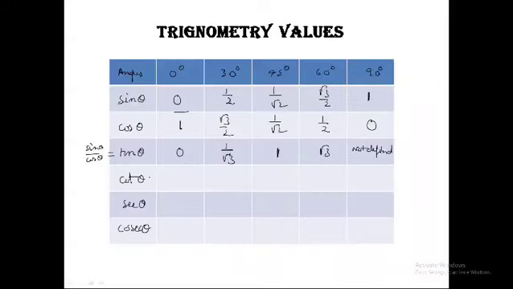And cot will be the reverse of this. So here you will get not defined, and here you will get root 3, 1, 1 by root 3 and 0.